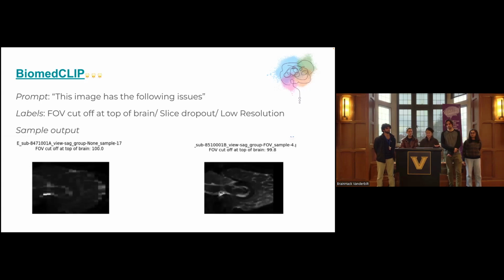So here I think it's showing some zero-shot outputs from BiomedCLIP. So this model takes in the prompt, "This image has the following issues." Basically, we're trying to identify what kind of artifact or issues are there with these images, and the labels for some of the examples that we're going to show are whether it's field of view issue, cutoff at top of brain, slice dropout, or low resolution. Here are some examples of these issues.